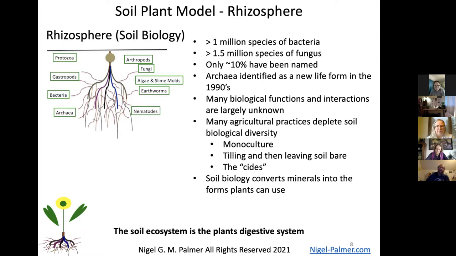It was fascinating for me to learn that despite there being millions of species of bacteria and fungus, we only know the names of 10% of them. And that just leaves so many unanswered questions and unknowns about the different bacteria and fungi that are actually in our soils. And then archaea is another one.